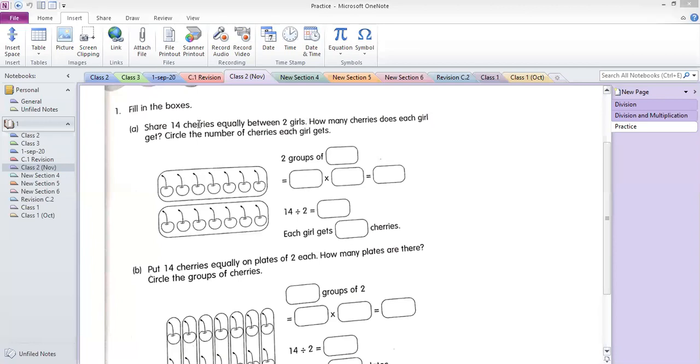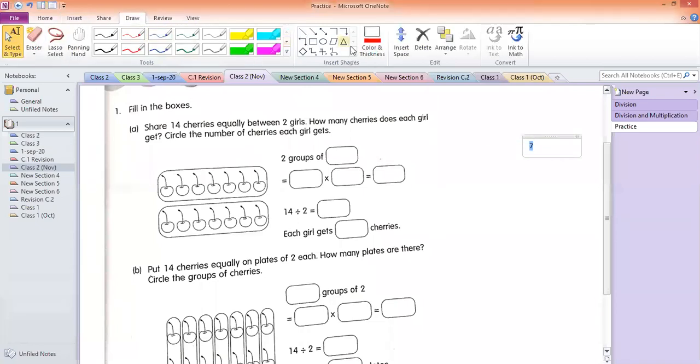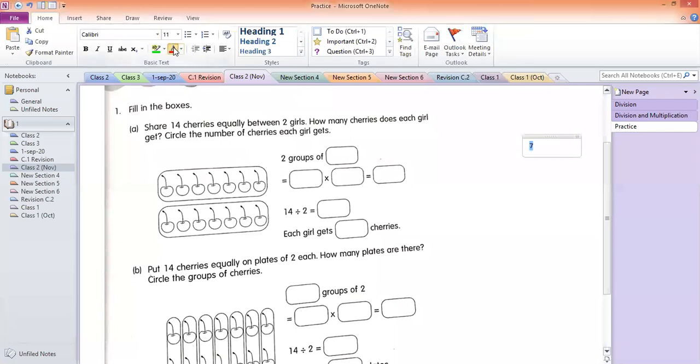In one group, how many cherries are there? 7. So I can say there are 2 groups of 7, right? Yes. Okay. 2 groups of 7 means, guys, 2 groups of 7 means dash number multiplied by dash. Very good. 2 groups of 7 means 2 multiplied by 7 equals 14.